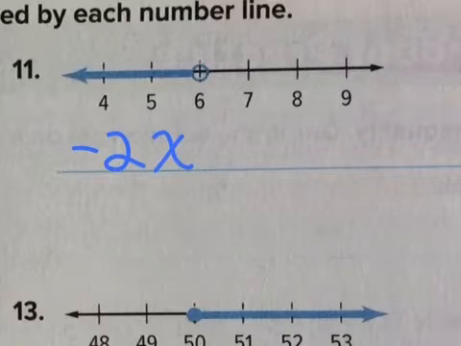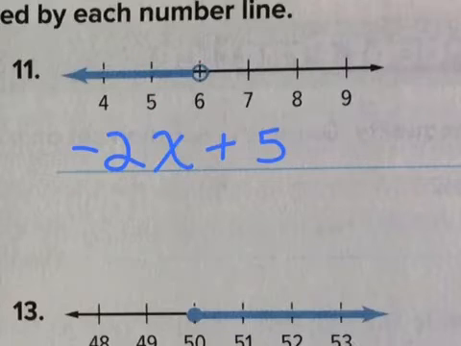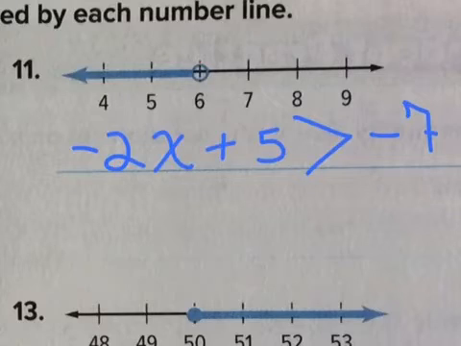Negative 2 times 5 is negative 10, right? And if I add, let's say, 5 to it, remember I made x 5, right? So it can be true. Negative 2 times 5 is negative 10, plus 5 is going to be negative 5. And negative 5 is going to be greater than negative 7. So this statement here, boys and girls, makes this graph true.